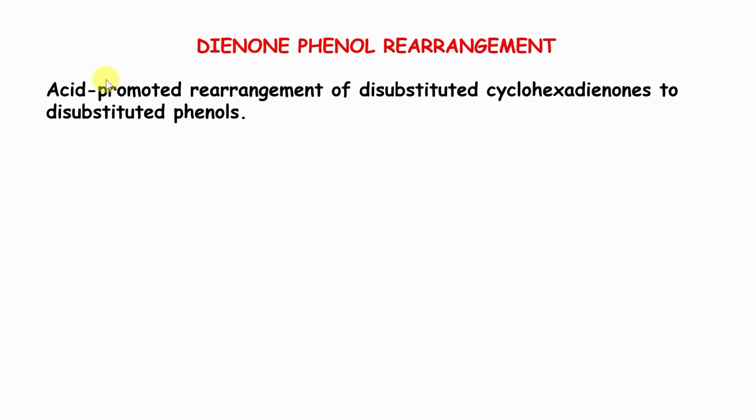That is, acid promoted rearrangement of disubstituted cyclohexadienones to disubstituted phenols is referred to as dienone-phenol rearrangement. Here, a dienone is converted into a phenol. The reaction can be represented like this.